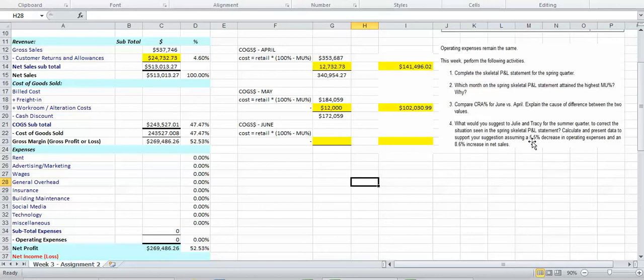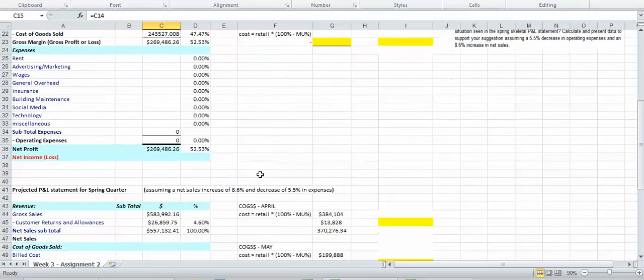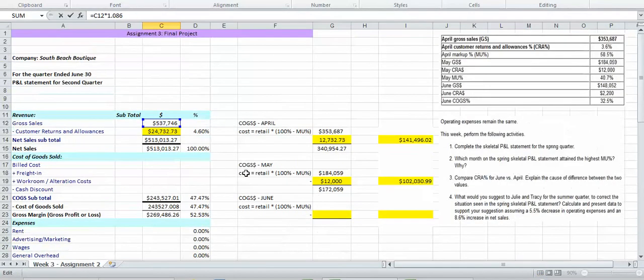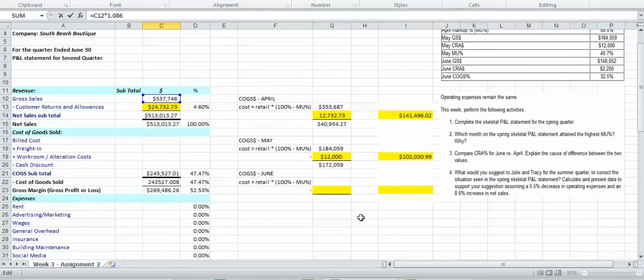we're going to suggest, assume that if there's going to be a 5.5 decrease in operating expenses and an 8.6 increase in net sales. Basically for net sales, you can take this figure, or okay, you can take this figure here, which is C12, and times it by 1.086. 1.086 saves a step. You can times that by 0.086, then take that number and take the C12 number, this, and subtract that. It just saves a step.